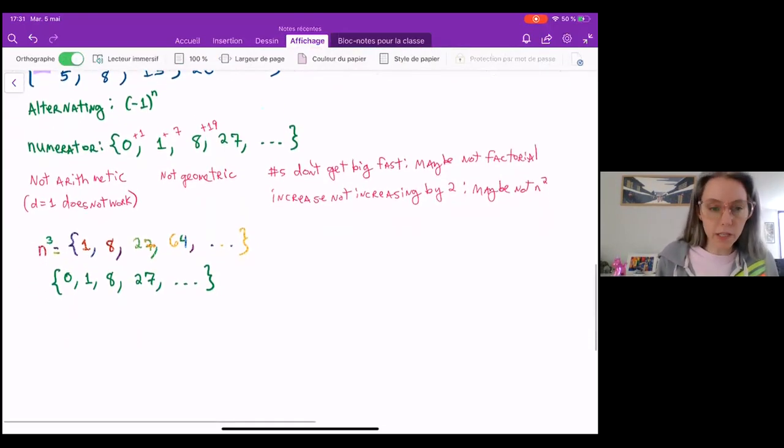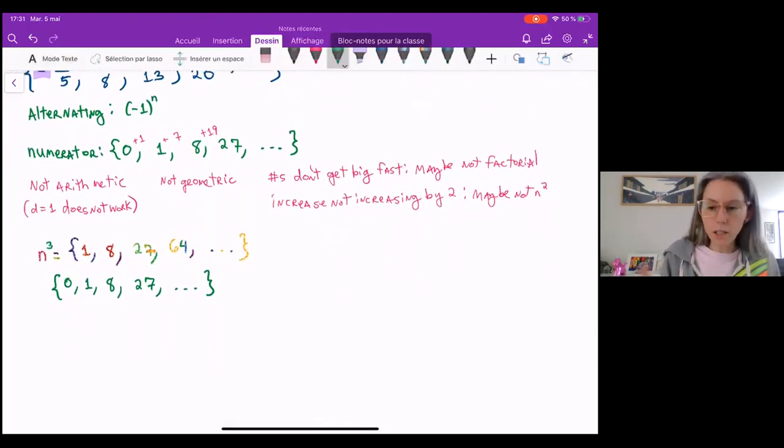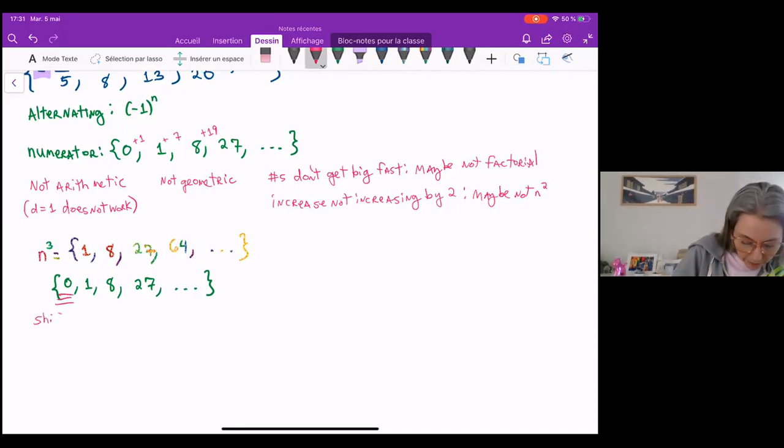So we can think of this two ways. We've talked about shifts before. In this case, it turns out that I'm not starting at the first number, I'm actually shifting 1 to the left. Which means that this would be n minus 1 cubed.